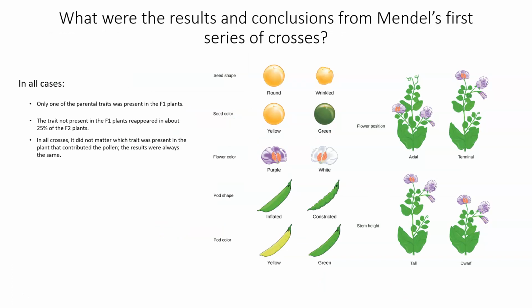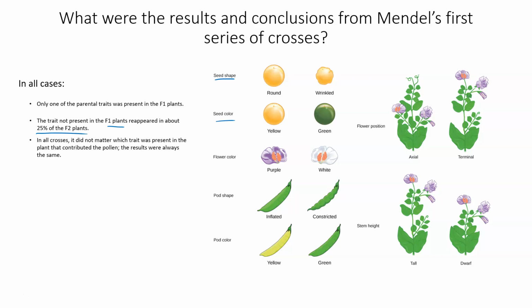So in all 7 varieties of peas that he looked at, he drew some conclusions from his first series of crosses. Only one of the parental traits was present in the F1 always, so it didn't matter if you crossed seed shape or seed color. All of the F1s, the first filial offspring, looked like the original parent that exhibited the dominant trait for that particular variety. The trait that wasn't present in the F1 reappeared in the F2, but only in roughly 25% of the F2 plants, meaning it never became the majority.